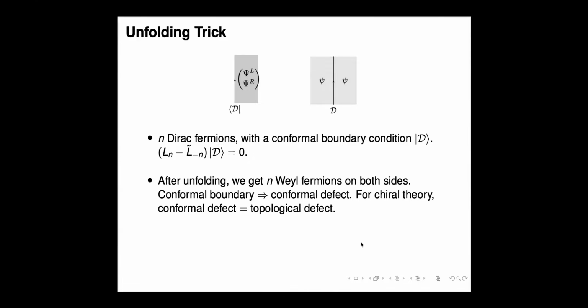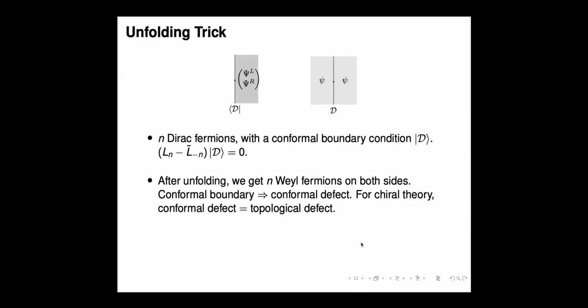So you start with the Dirac fermion with a conformal boundary condition, and you just unfold it, so you fold the right mover to the left. For the Dirac fermion you have both the left mover and the right mover. The left mover is the incoming mode, and the right mover is outgoing. So you have a boundary, and you just unfold it, and the left mover you keep the same.